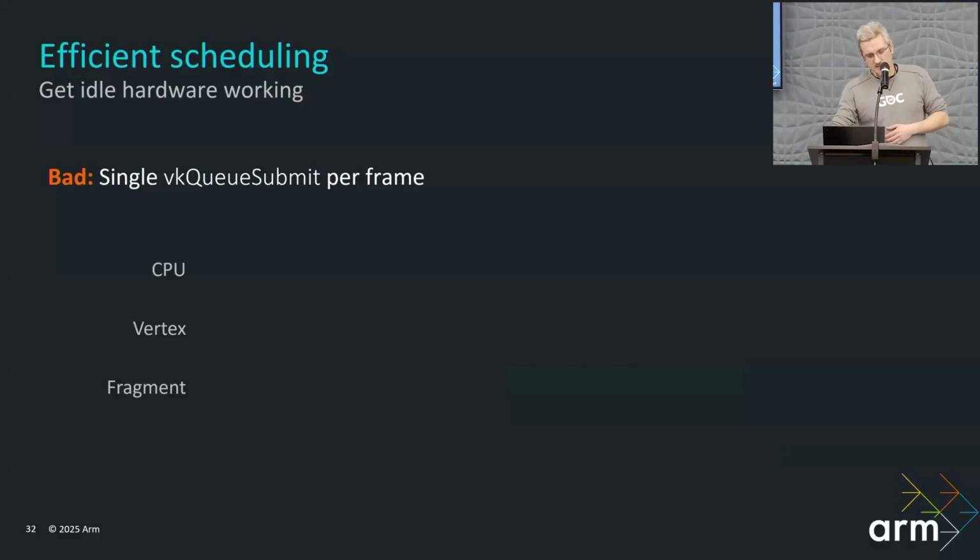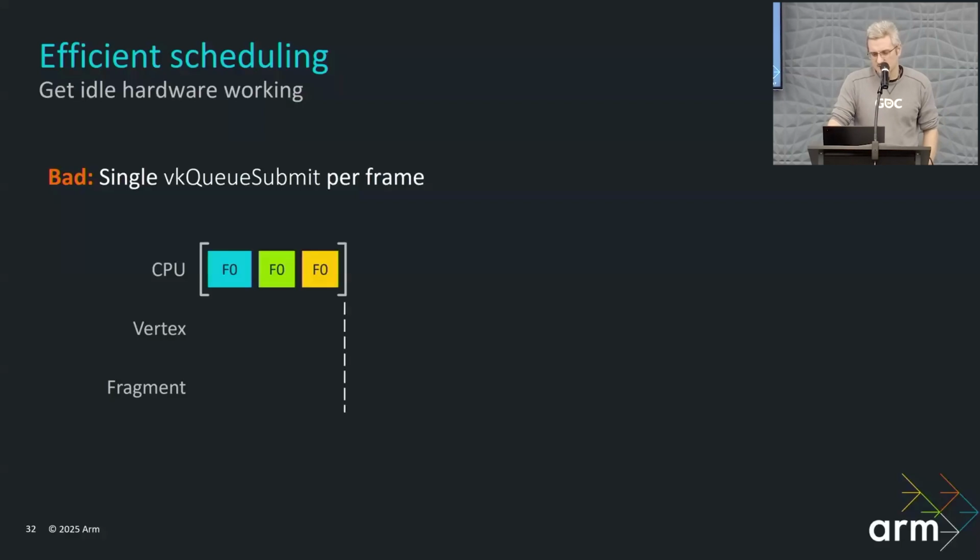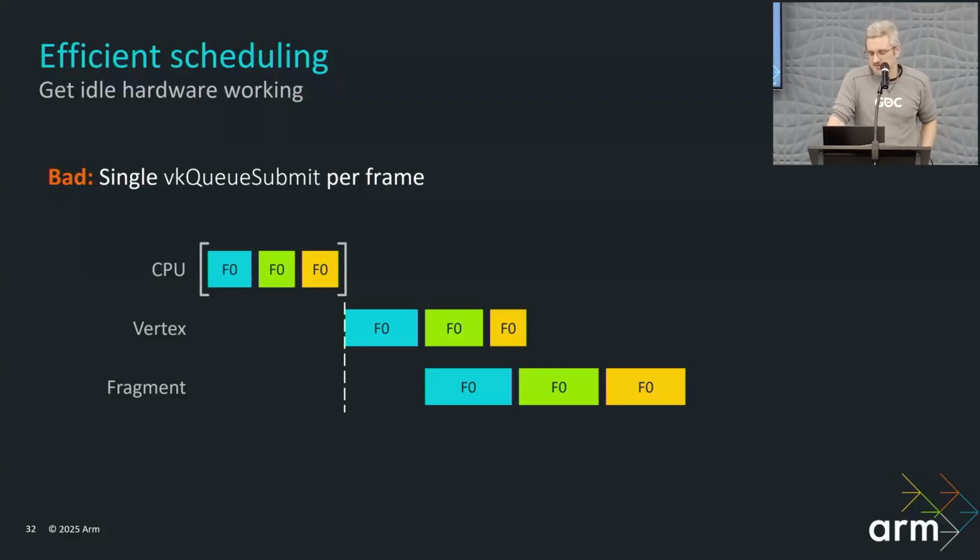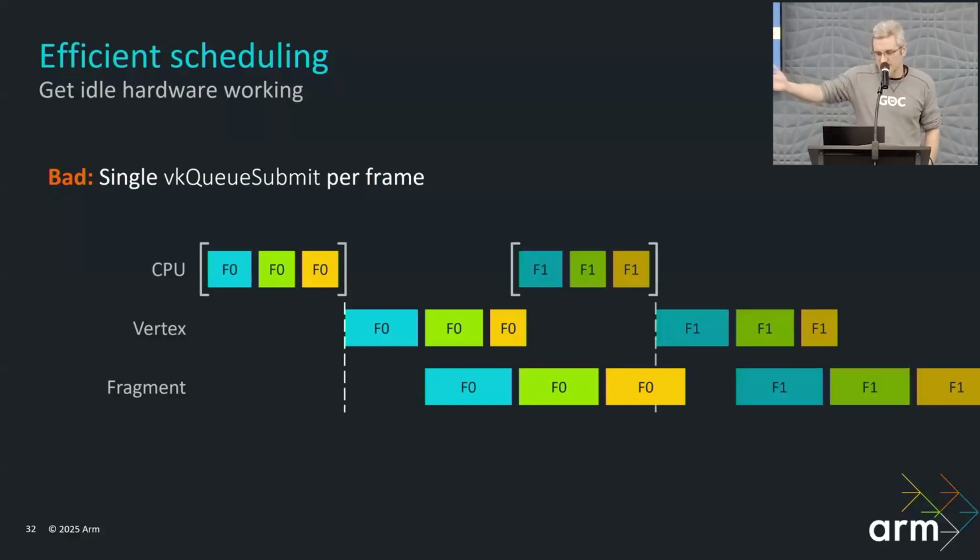A slightly different one is how many queue submits should you have per frame? We see a lot of new developers over-optimize. Submits are bad, so I'm going to have one for everything. And this can cause different problems. So obviously, you're not submitting until the end of your frame recording, so nothing can start on the hardware. And then the next frame kicks off and everything runs.